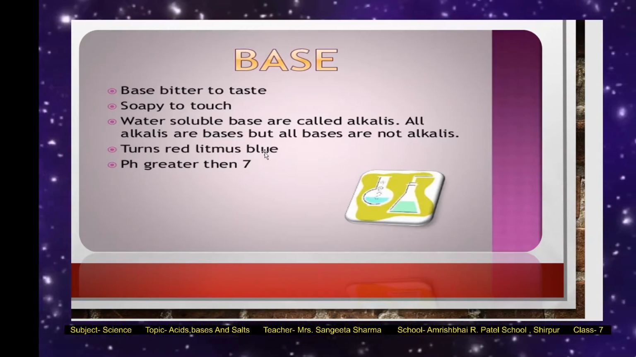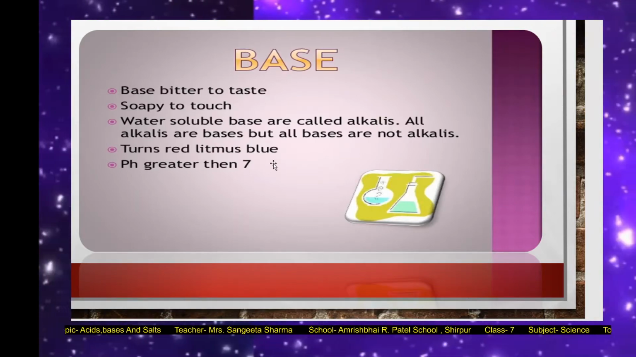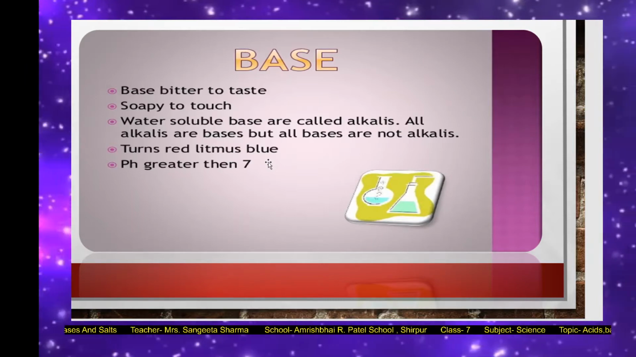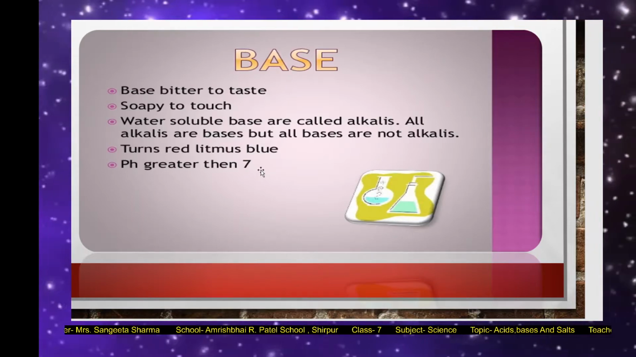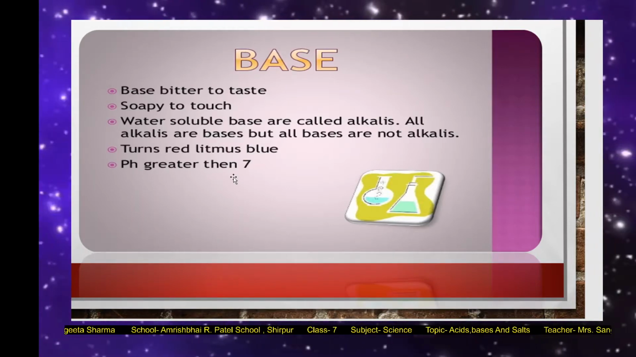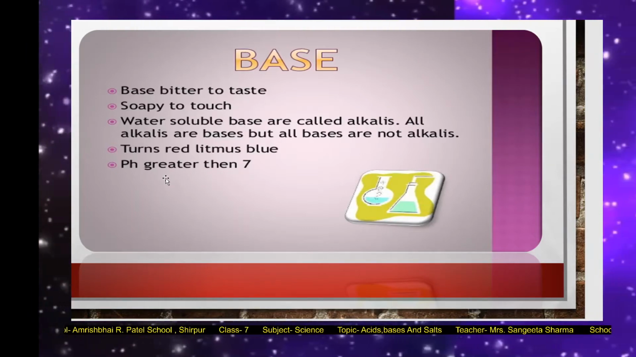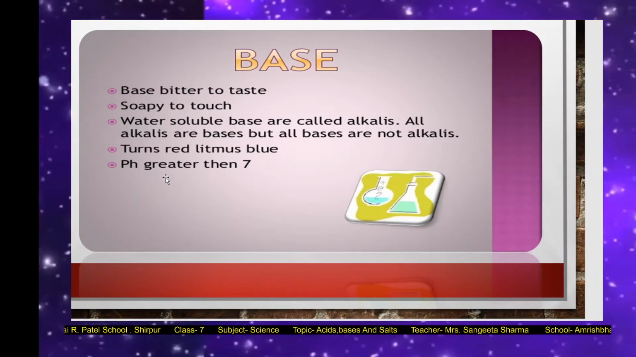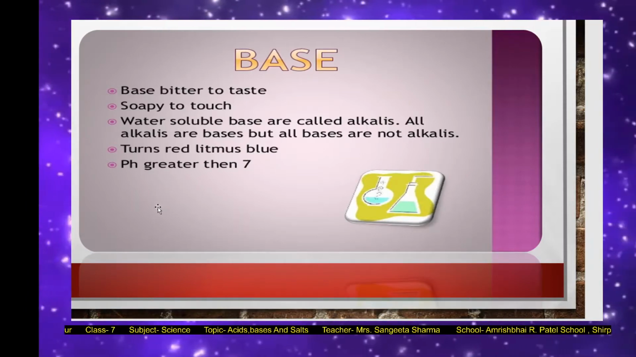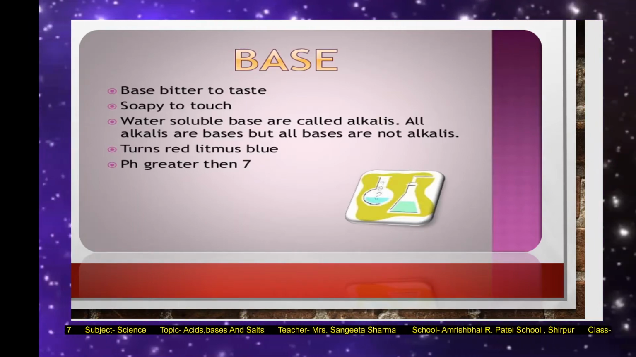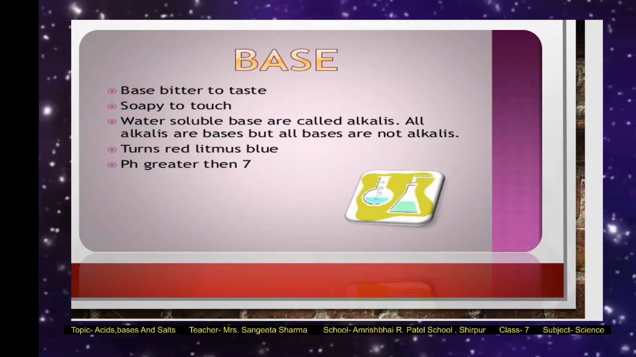Turns red litmus blue. Always remember, bases turn red litmus blue and acids turn blue litmus red. Now the pH. pH is also an indicator that indicates whether the solution is acidic or basic. The pH number for bases is greater than 7. So we can say that bases have a number more than 7 on the pH scale.